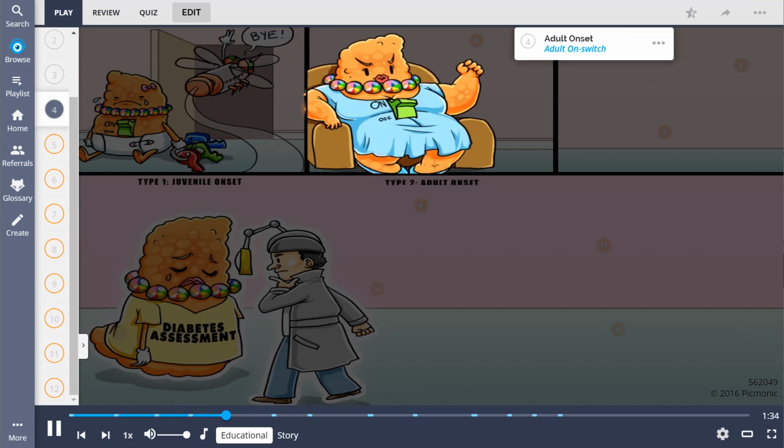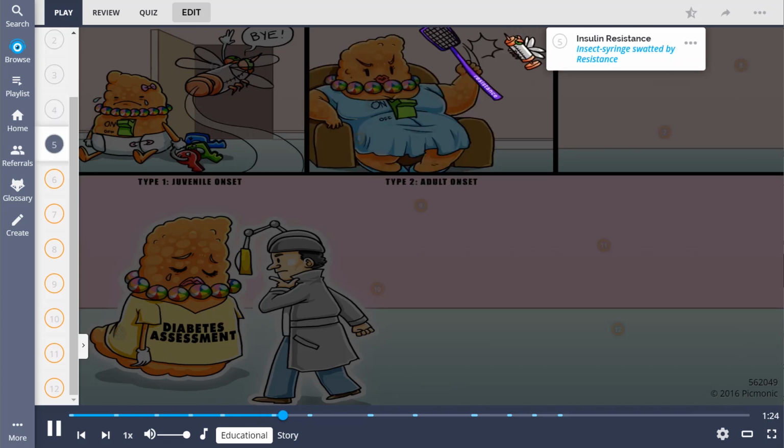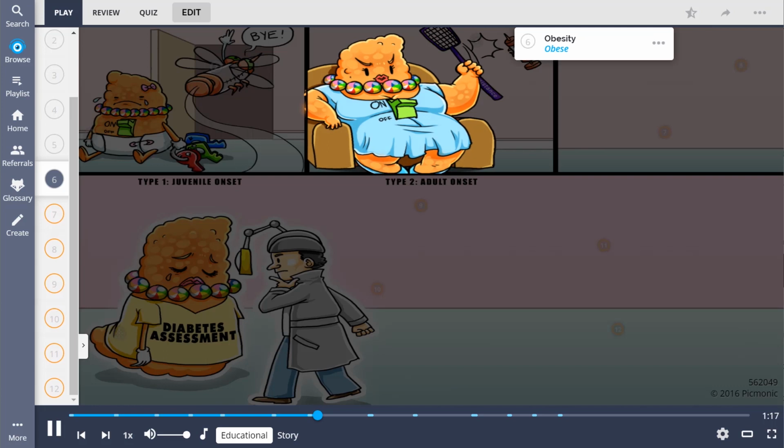The next scene is the pancreas as an adult, which represents type 2 diabetes, which typically has an adult onset, shown by the adult on switch. This condition is characterized by insulin resistance, the insect syringe being swatted by resistance. A common risk factor for type 2 diabetes is obesity, shown by the obese pancreas, which may include eating a diet high in fats and sugars along with a lack of exercise.